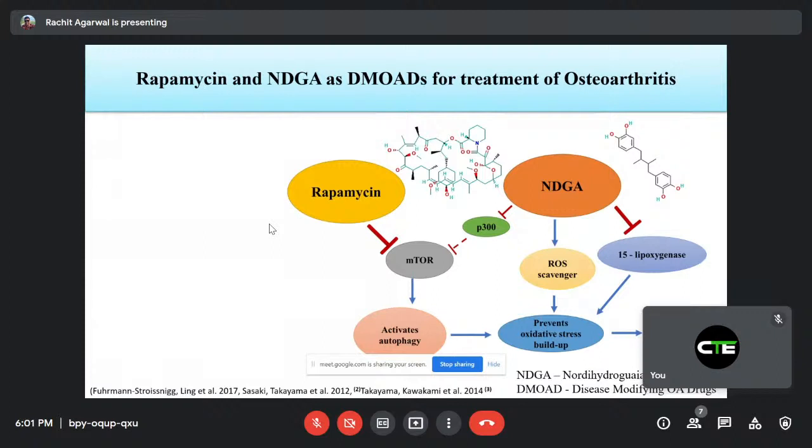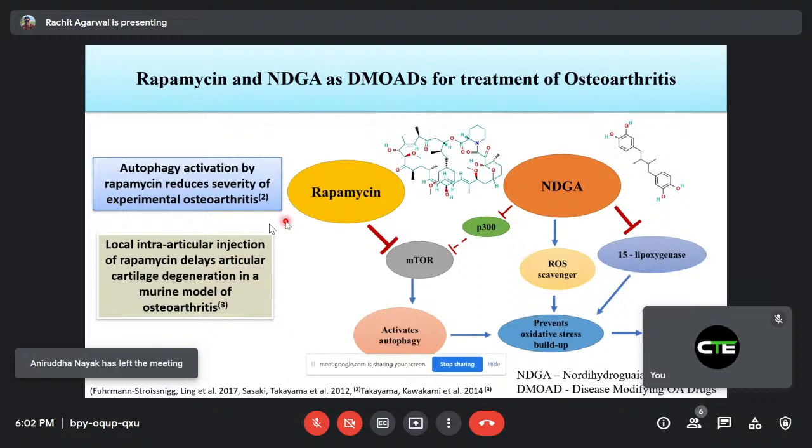So this clinical trial I was talking about, they directly target the senescent cells. What we are looking at is preventing the senescence by activating the autophagy, because the cells in the joint are very limited, and we don't really want them to become senescent and then kill them. So why not catch them early? And NDGA, of course, also has other mechanisms. It is also a very active ROS scavenger.